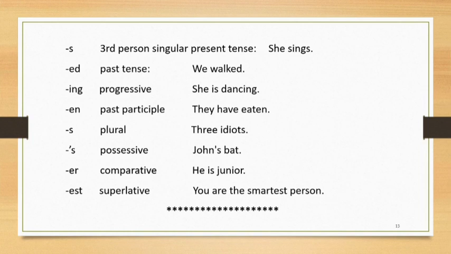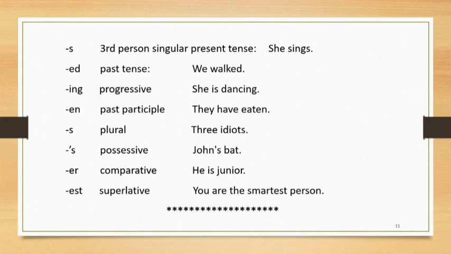Now en is a past participle form. They have eaten. And here you would notice that part of speech doesn't change. Part of speech remains the same. She sings or they sing, part of speech not changed. It remains the verb. Walked or walk remain the verb. Dance or dancing remain the verb. Eat or eaten remain the verb.